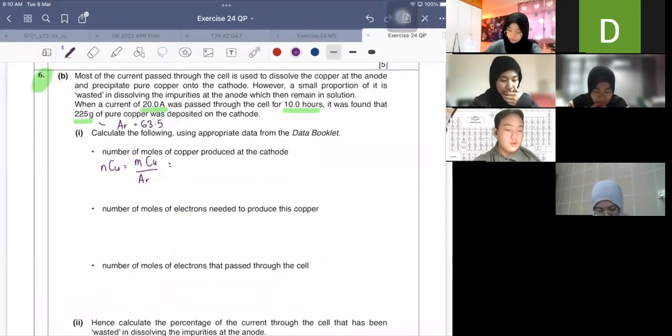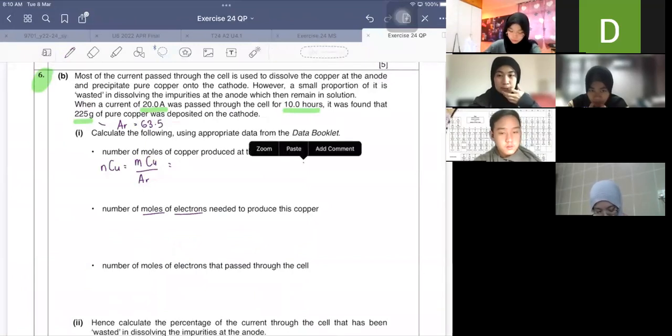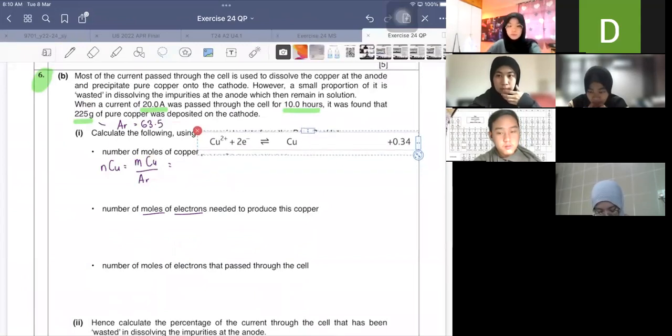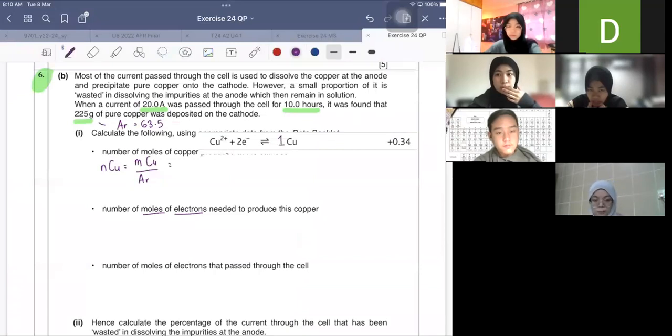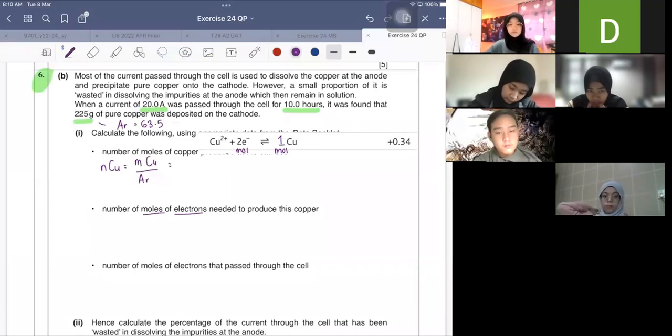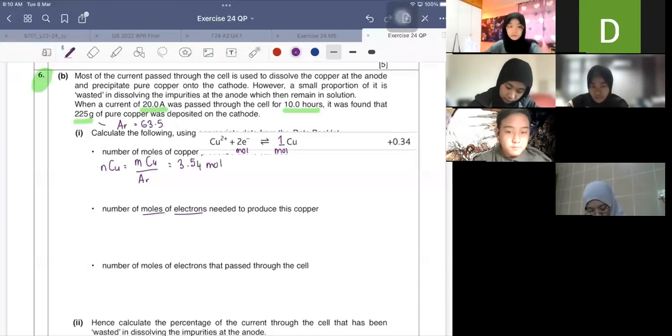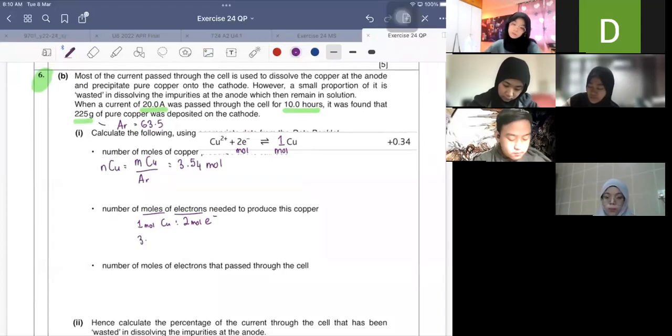Okay, so it says number of moles of electrons. If you look at the equation, for every 1 mole of copper, 2 moles of electron is produced, okay? But in your experiment, you didn't actually produce 1 mole. I believe you produced 3.54 moles, correct? Did you get that for the first part? So that means producing 1 mole of copper requires 2 mole of electrons, but in our experiment, we managed to produce 3.5 moles of copper. So how many moles of electrons is required for our experiment? Okay, so that's the kind of relationship that you need.